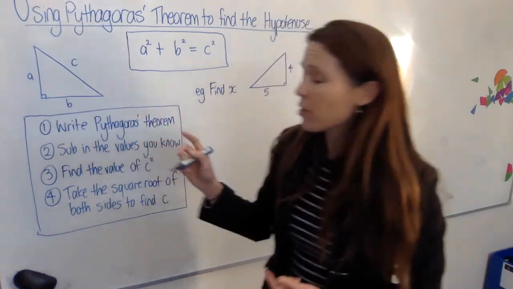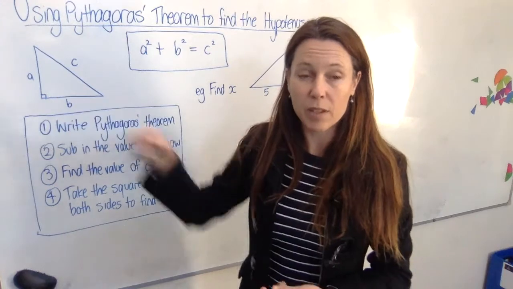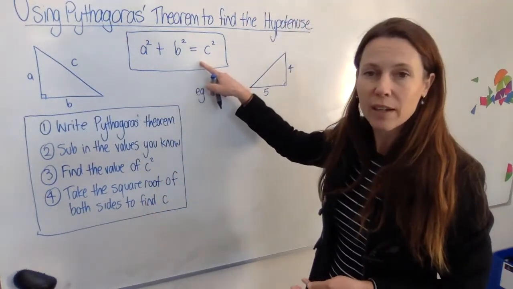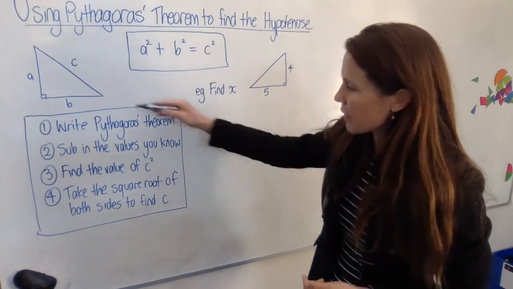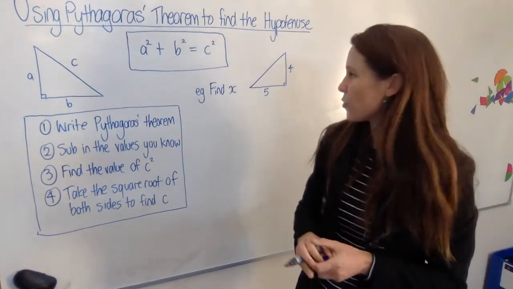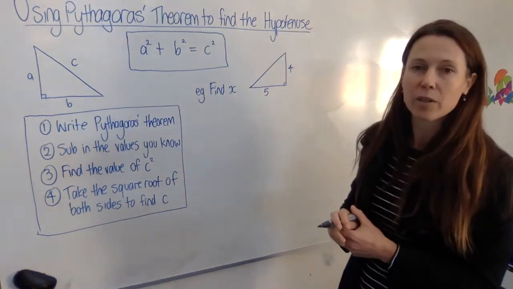The other thing to remember is you can only use this theorem if you actually have a right angle in your triangle. So if there's no right angle there, it's a trick question and you can't use this theorem to find any of the sides. Alright, so here are the steps that we're going to use to find the hypotenuse in a range of questions. And I've got an example over here so we can follow through these steps and see how it works.